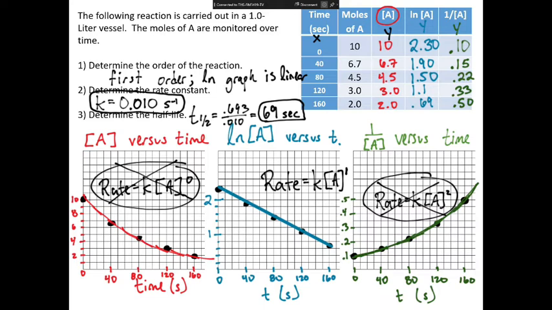Looks like it's a little more complicated, huh? 1 over K times, what does A sub 0 mean again? The initial concentration. So that's one thing that's interesting. First order reactions have a really simple half-life equation. All you need is the rate constant. Second order reactions, the initial concentration affects the half-life.